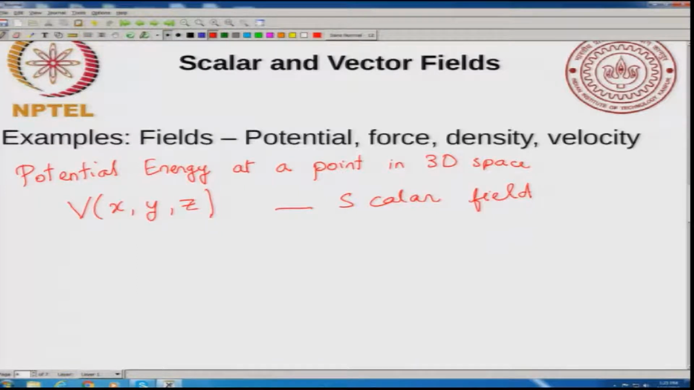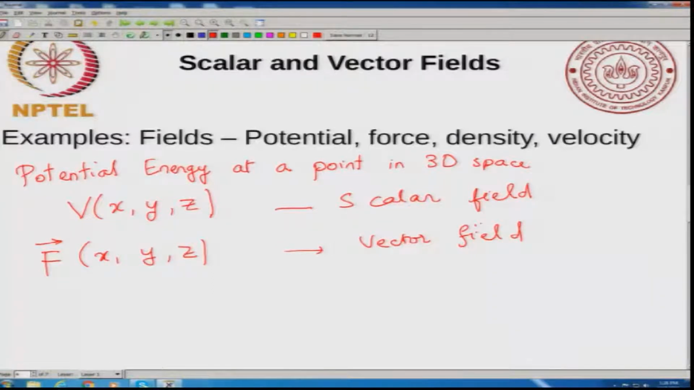Now, this potential energy might lead to something like a force at any point. So, if you put a test charge at any point, it might experience a force because of this potential energy, and so you can ask what is the force at any point x, y, z. This is a vector field. So, this is one example of scalar and vector fields. You can have many such examples.